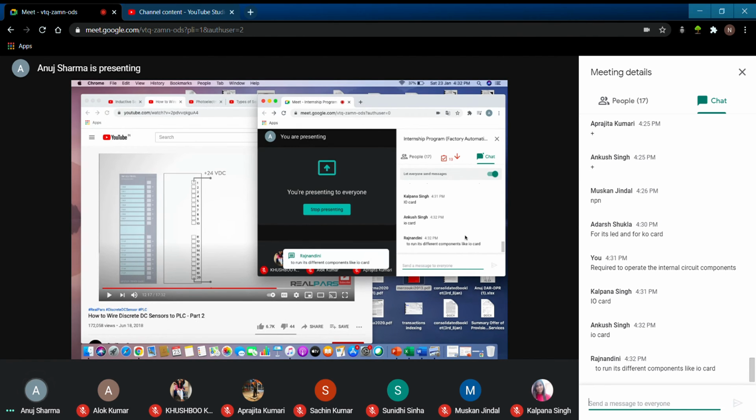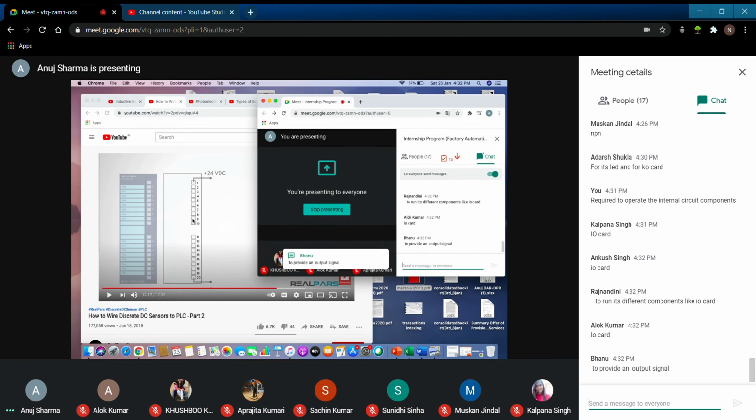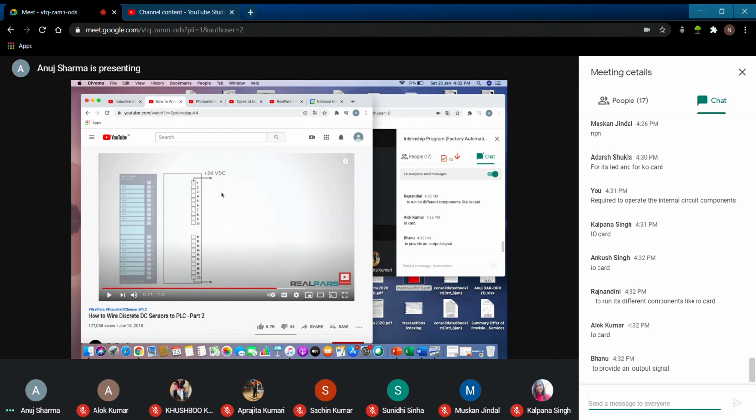Okay, okay. To run its different components like the IO card. Okay, okay. Look, IO card.